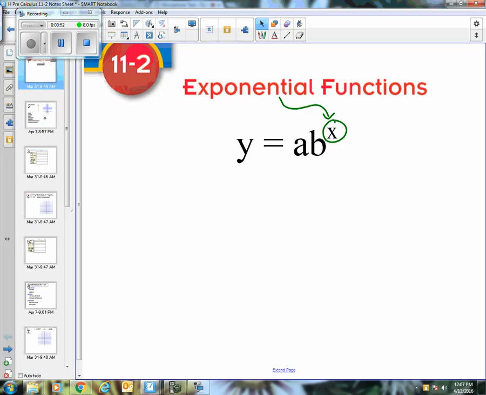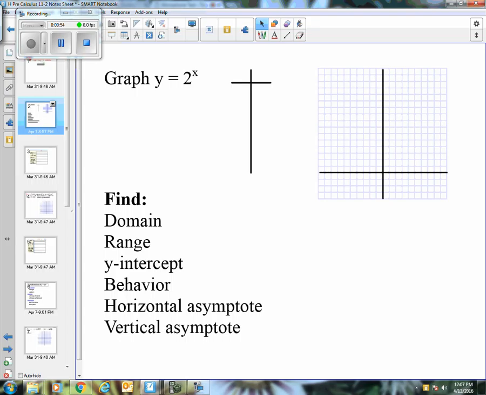In order to do that, we're going to start with a pretty basic parent graph, y equals 2 to the x. We're going to do this with some numerical values. If we don't know what something looks like, we just plot points and see what happens.